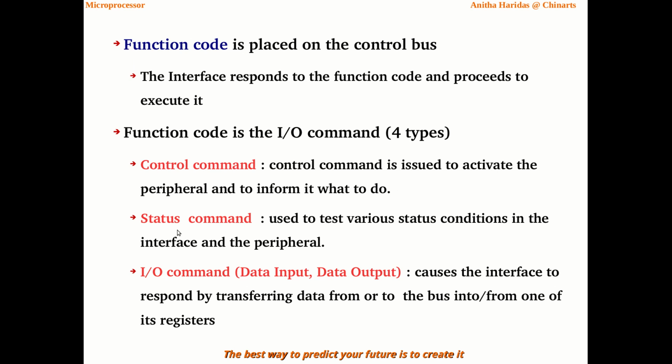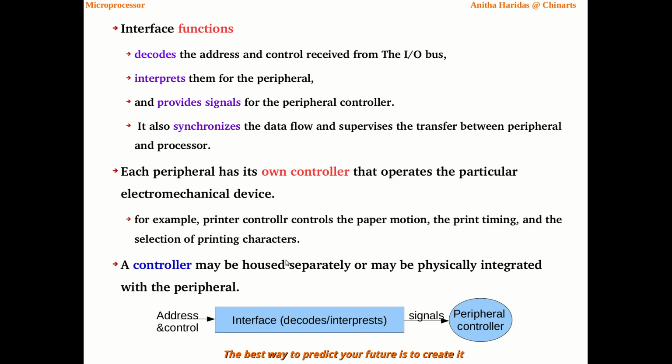or you want to know the status of that particular device, whether the device is busy or not, whether the device is idle or not, whether the device is now ready to receive the signal or not. That kind of status command will also be issued on the control bus. So it is used to test different status conditions in the interface and the peripheral. Suppose, for example, if it is a magnetic disk, you may get confused, why do I want to know the status?